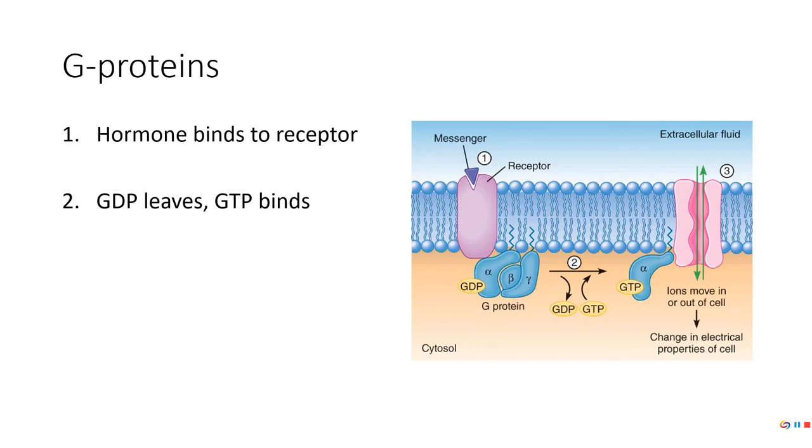And I want to make clear, GDP and GTP are very similar to ADP and ATP. The only difference is instead of having adenosine, we have something called guanosine. Now, once GTP is attached to the G protein, step three happens, which is GTP and alpha leave and bind to a protein.